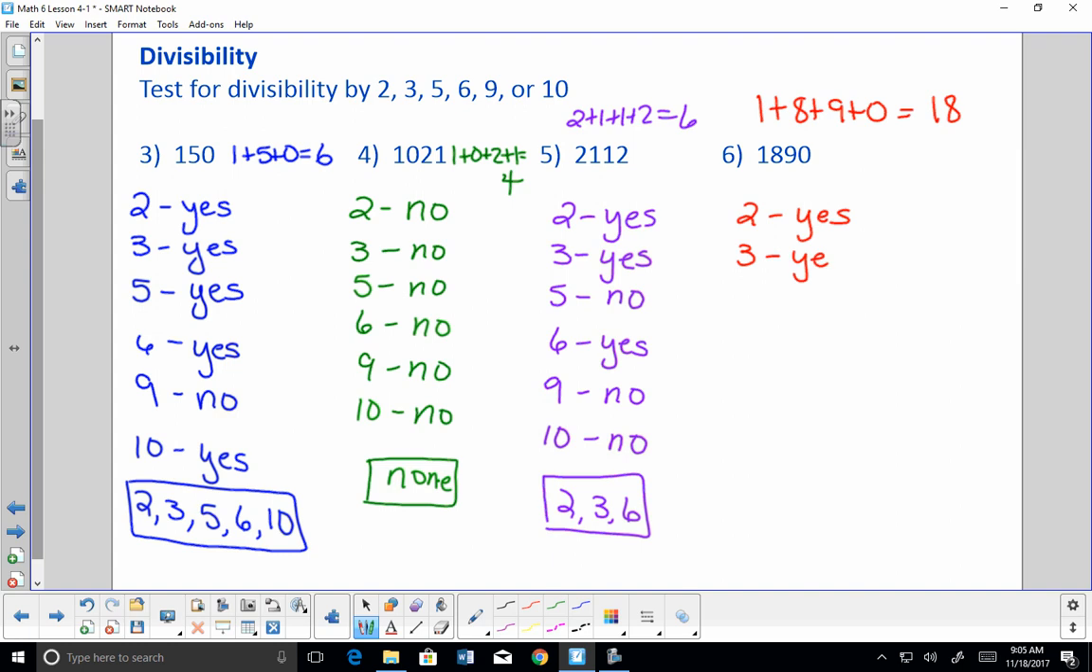Does it end in a 0 or 5? Yes, so it is divisible by 5. Is it divisible by 2 or 3? Yes, so it is divisible by 6.